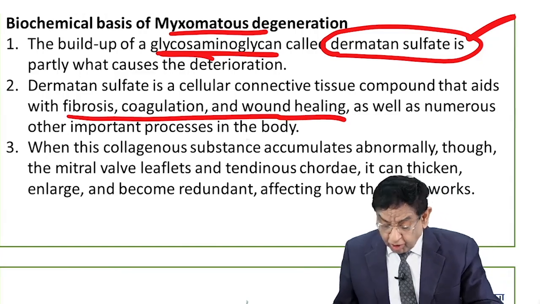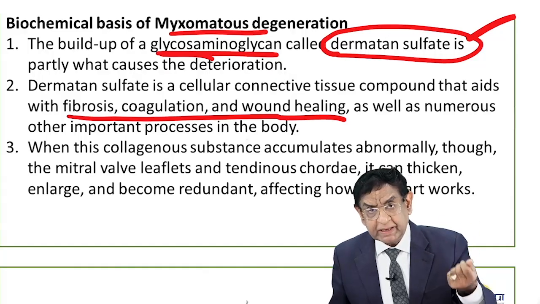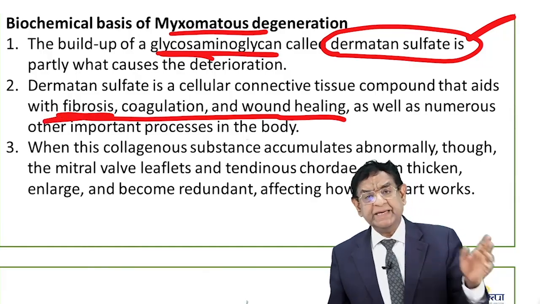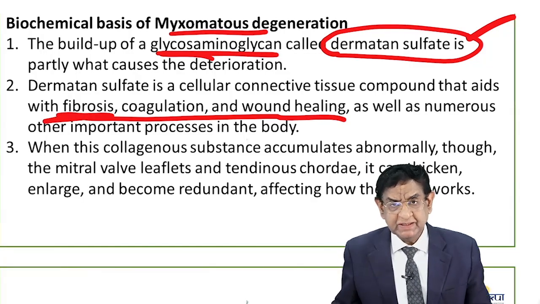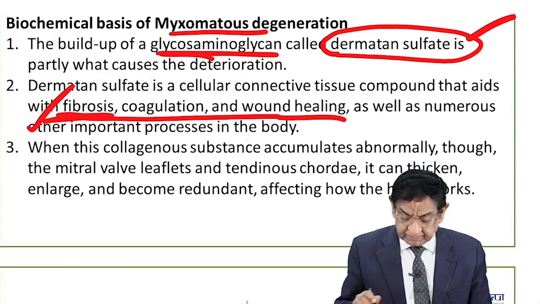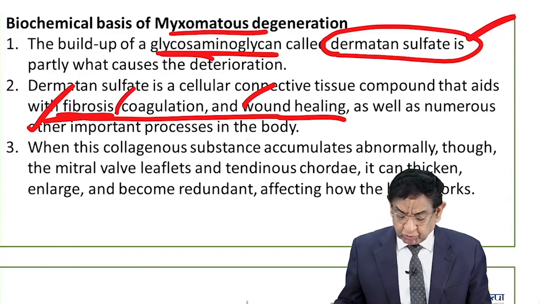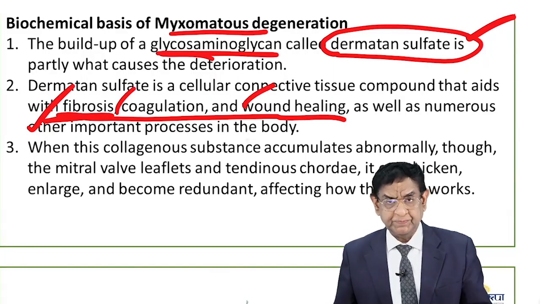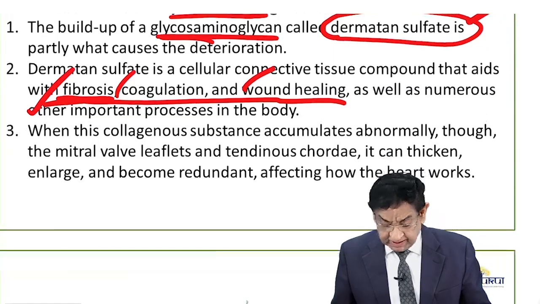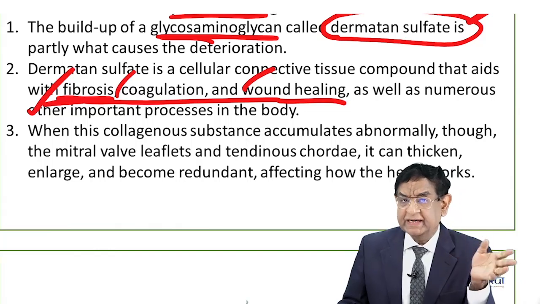Okay. Normally, what is the role in a normal person? Well, suppose an injury occurs to a person, that ulcer heals and it gets fibrosed, done by dermatan. It helps in wound healing and it has some role in coagulation also. It means in a normal person, it helps in having wound healing and fibrosis.